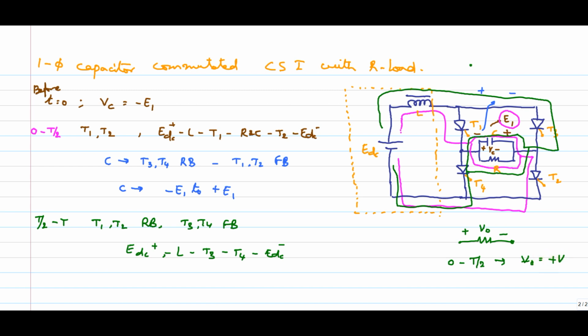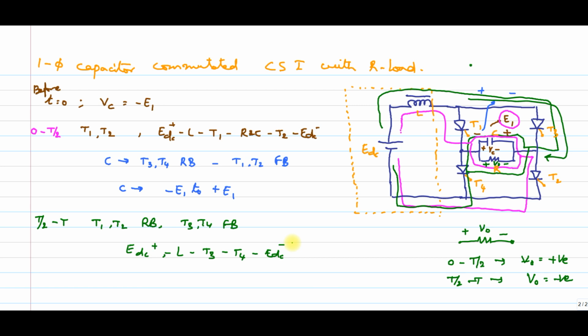V0 is equal to positive plus VE. Okay, and for example, this plus is touching T. If from 0 to T by 2, T1 and T2 are forward biased, so current is passing like this, touching positive here. This is V0, touching positive here and going through negative, so it is positive. Coming to T by 2 to T, it is coming in this direction now, touching negative first, so V0 will be negative. Okay, this is regarding output voltage.